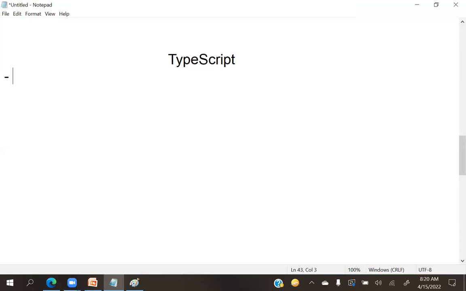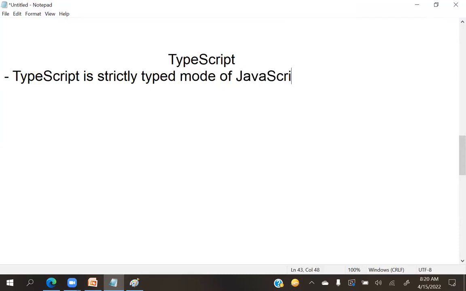So what is TypeScript? Already I told you. Let's see the definition of this, means how TypeScript actually works. So TypeScript is strictly typed JavaScript, strictly typed mode of JavaScript. TypeScript is strictly typed mode of JavaScript. What does this mean? Let's see.